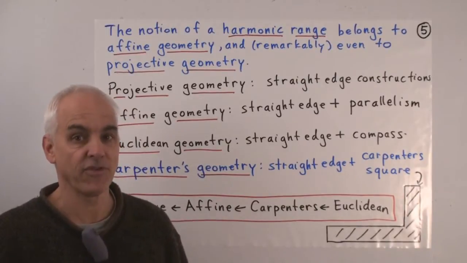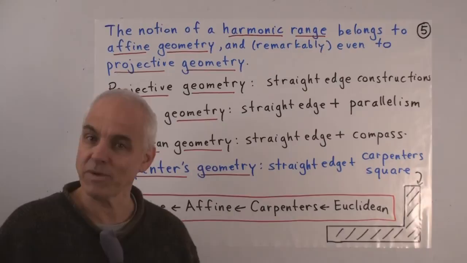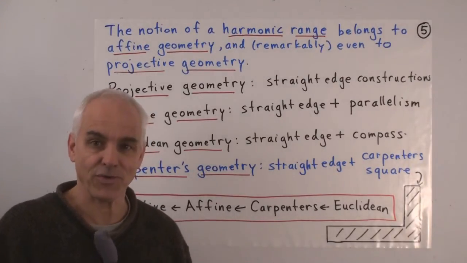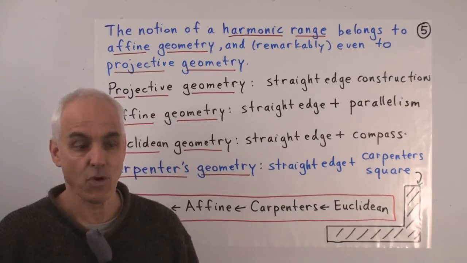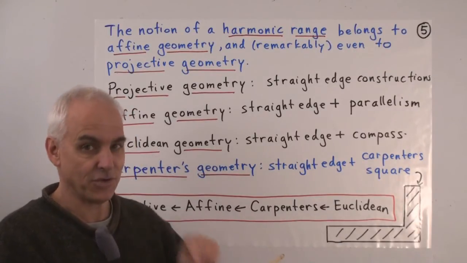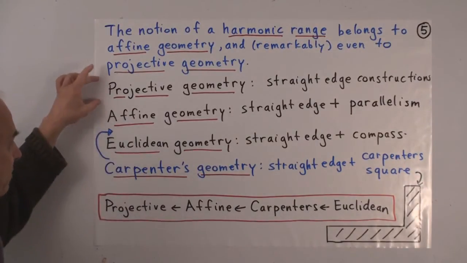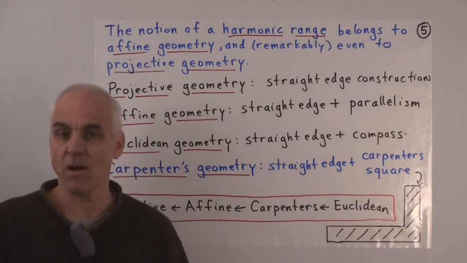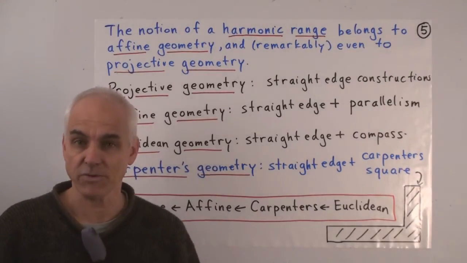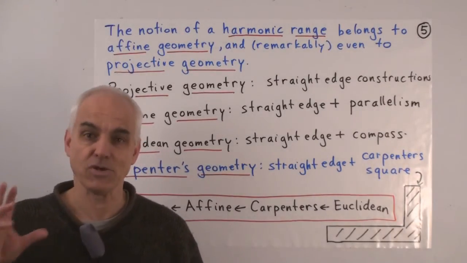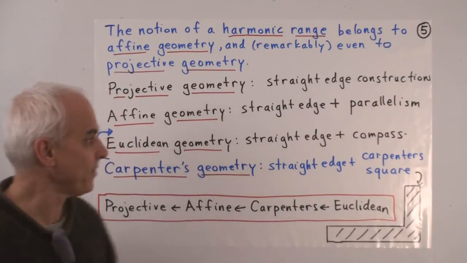You don't have a ruler, just a straight edge. And you don't have a compass, so you don't have a notion of parallelism, you don't have a notion of perpendicularity, you can't draw circles. The only thing you can do is draw lines through 2 points, or if you have 2 lines, you can find their point of intersection. That's going to in fact be the most fundamental geometry for us. Hyperbolic geometry is really projective geometry with a distinguished circle. That's going to be a main theme for us.